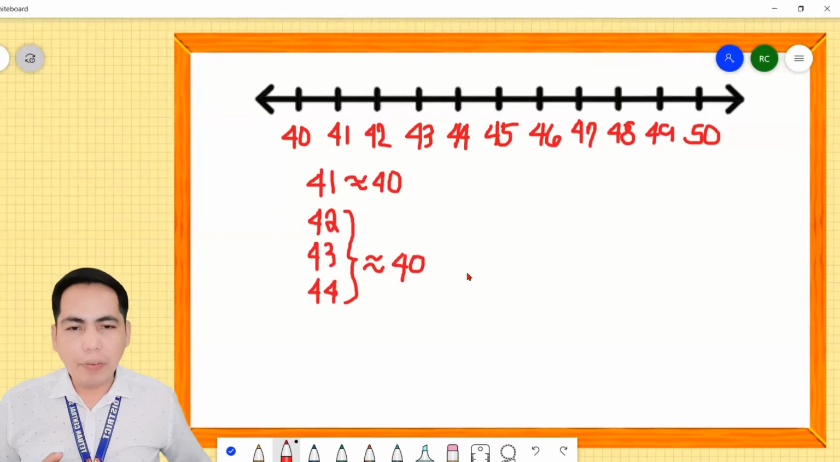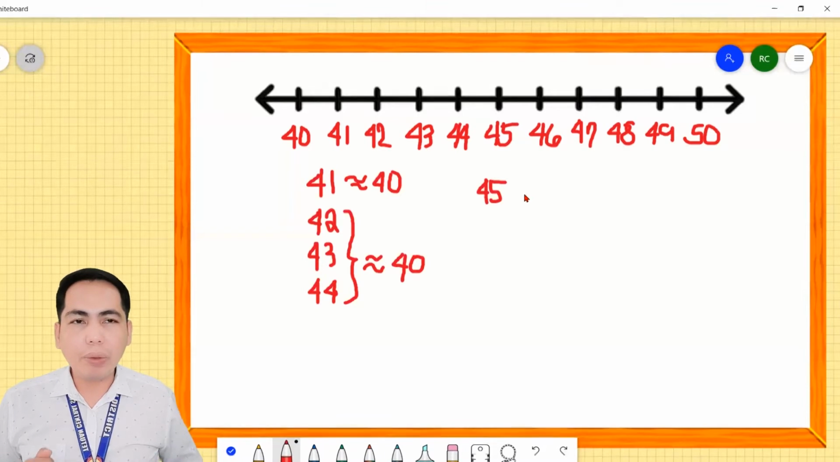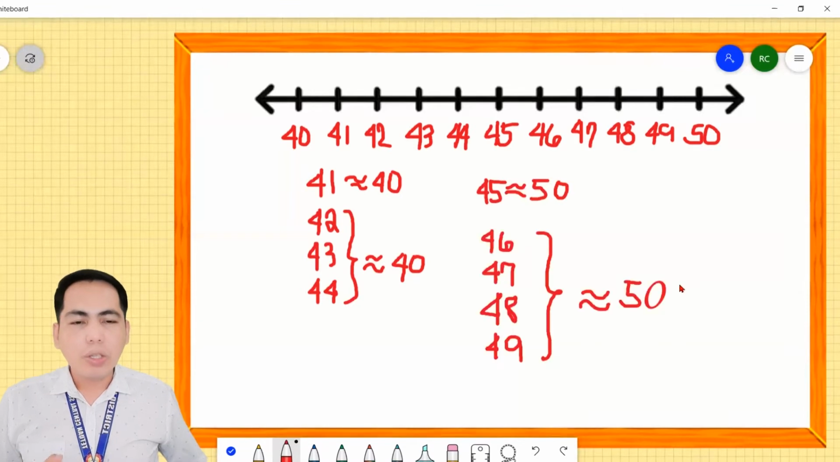When we have 45, 45 is midway of 40 and 50. That is, the distance from 45 to 40 is equal to the distance of 45 to 50. According to the rule, we have to take the bigger number. So, when we round off 45 to the nearest 10, it will give us 50. The same thing with 46 to 49. They are closer to 50 than to 40. So when we round off 46, 47, 48, and 49 to the nearest 10, they are approximately 50.